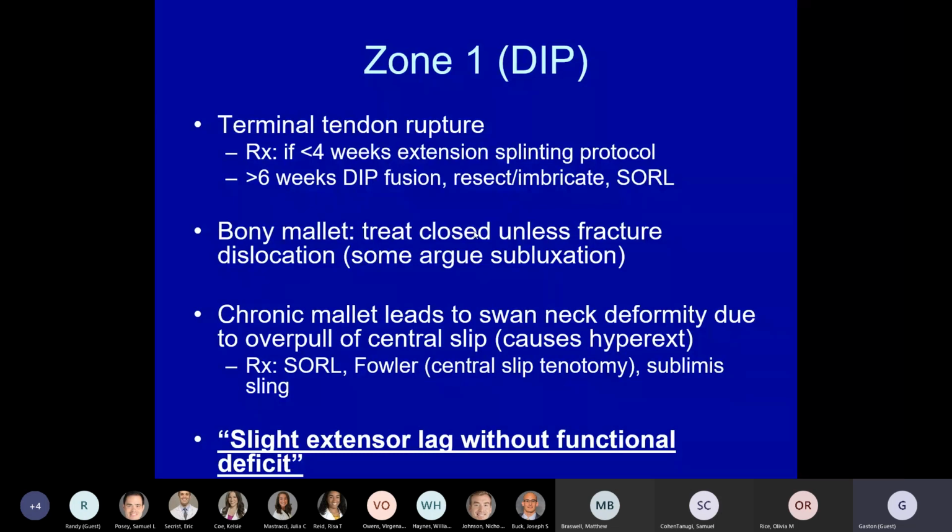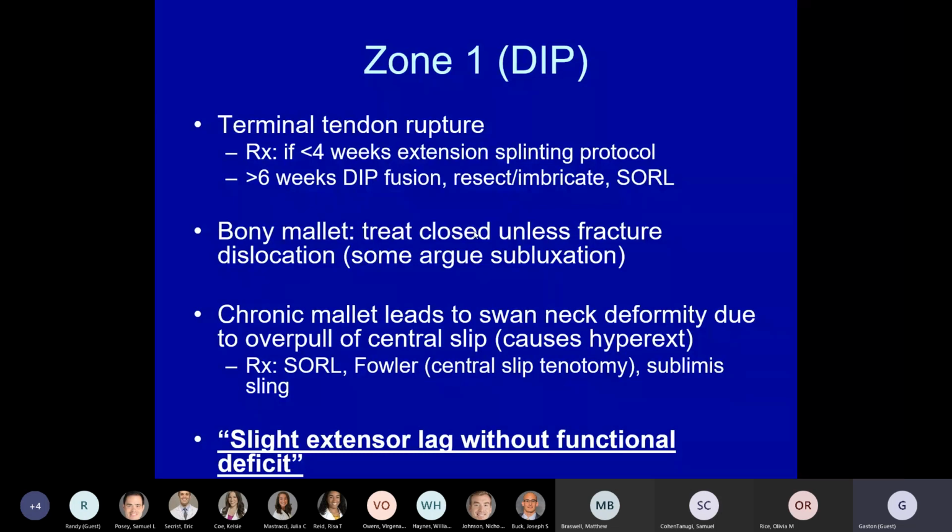What they could ask is if you don't treat a mallet effectively, what deformity would you get over time? The answer is a swan neck deformity, which makes sense because what that means is if you can't extend your DIP, it's going to fall into flexion. Now, all the power of the extensor mechanism is going to concentrate at the PIP and lead to PIP hyperextension, DIP flexion, which is a swan neck deformity.